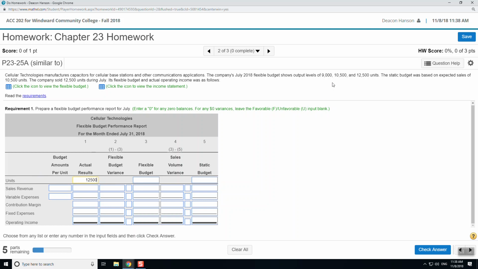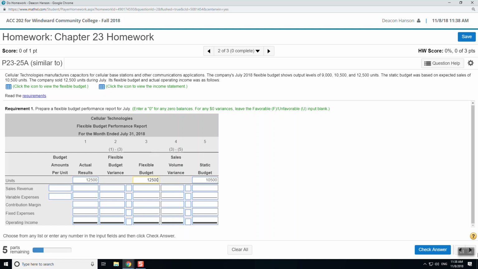Okay, and then they built a flexible budget based on, well, they had 3 levels, and then they had a static budget based on expected sales of 10,500. Okay. So what we would want to do is we would want to build a flexible budget that's based on the actual number of units. Okay. So we're going to use the budgeted unit cost and the budgeted price, but we're going to flex it using the actual units.